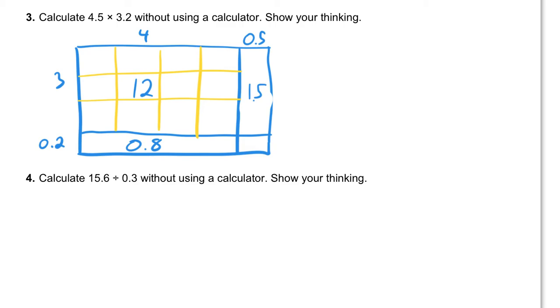And there you go. Next we've got 0.2 times 0.5. Next we can go 2 times 5, which is 10, and then add 2 decimal points.